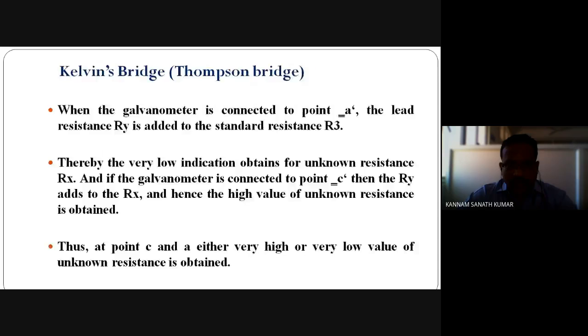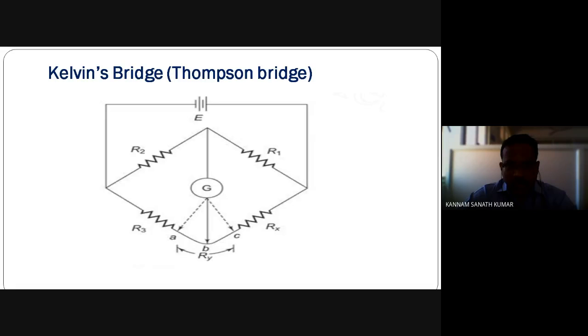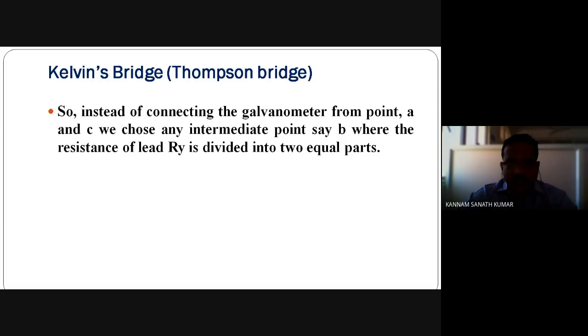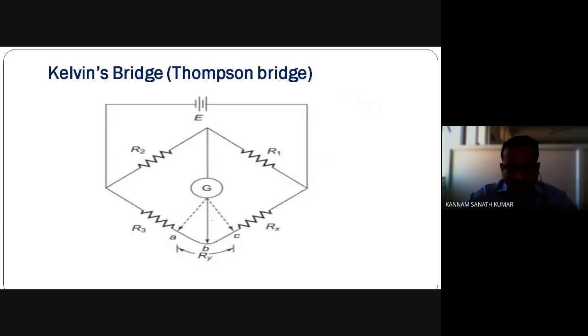Instead of connecting the galvanometer pointer to either point A or point C, it is connected exactly between A and C, that is point B. See here, instead of connecting the galvanometer to point A or point C, we use an intermediate point, point B. When you connect to point B, whatever the lead resistance or contact resistance is, it is divided into two equal parts. That means Ry by 2 here, and here also you get Ry by 2.